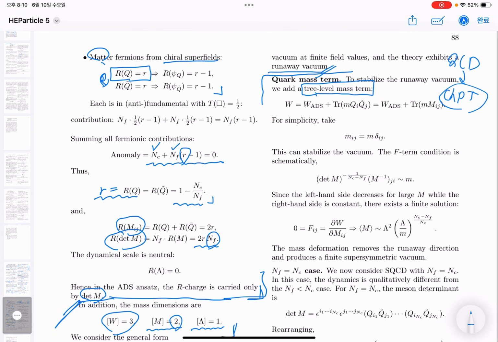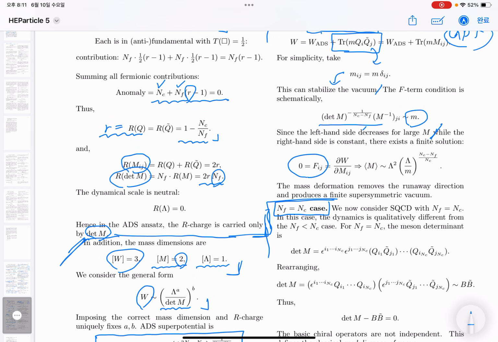And similarly for SQCD, especially the ADS superpotential, we add the tree-level mass term of the matter field and its conjugate. For simplicity, we take the identity mass matrix, and this can stabilize the vacuum. The F-term conditions are now given with additional terms from the mass term. So the left-hand side decreases for large m, the right-hand side is constant, so there is a finite solution which gives the balancing F-term. So the mass deformation removes the runaway vacuum and produces a finite supersymmetric vacuum.